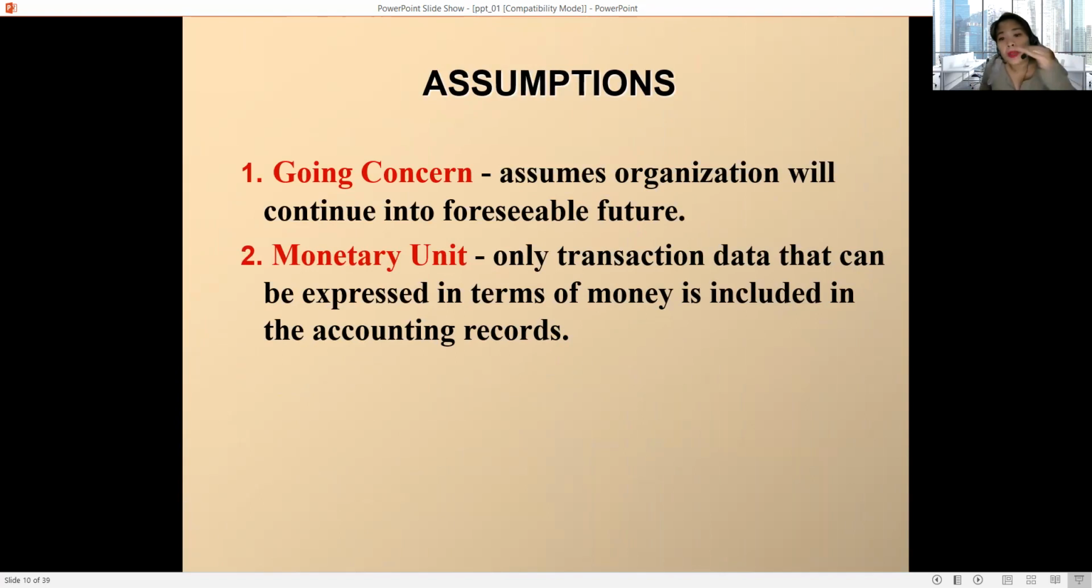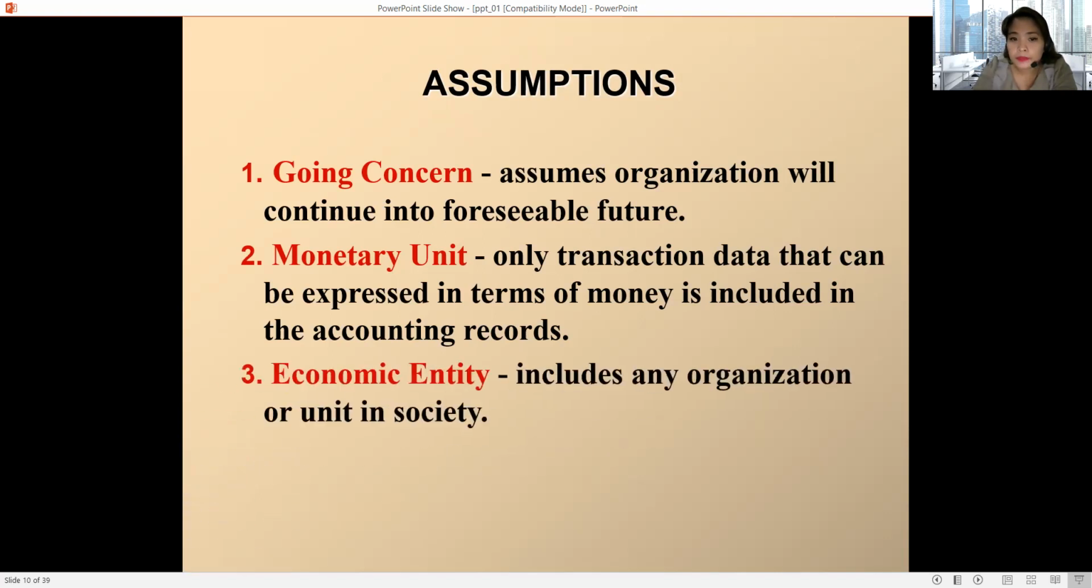Patuloy na nag-ooperate ang business. Okay? Kasi kung hindi na nag-ooperate ang business, malamang ang mangyayari yan ay magsasara. Okay? So going concern means it's like telling everybody na your business is still operating in the near future, from now in the near future.